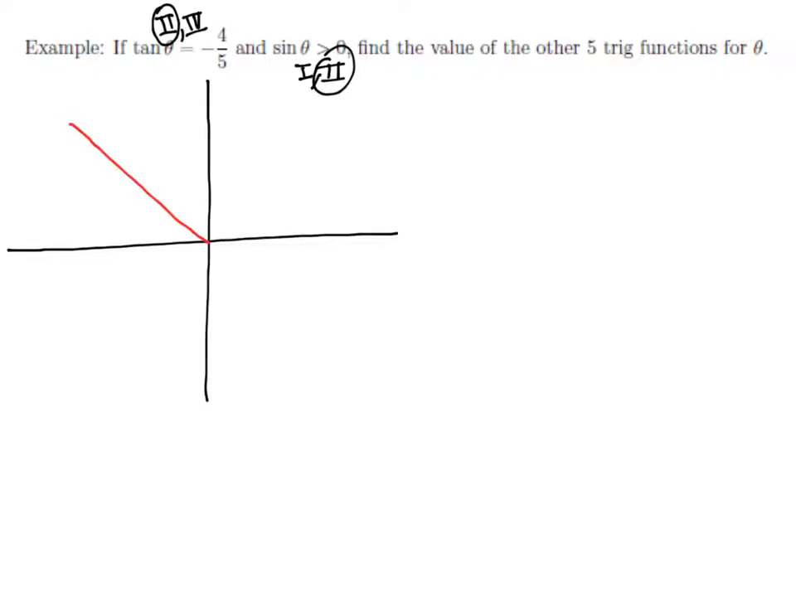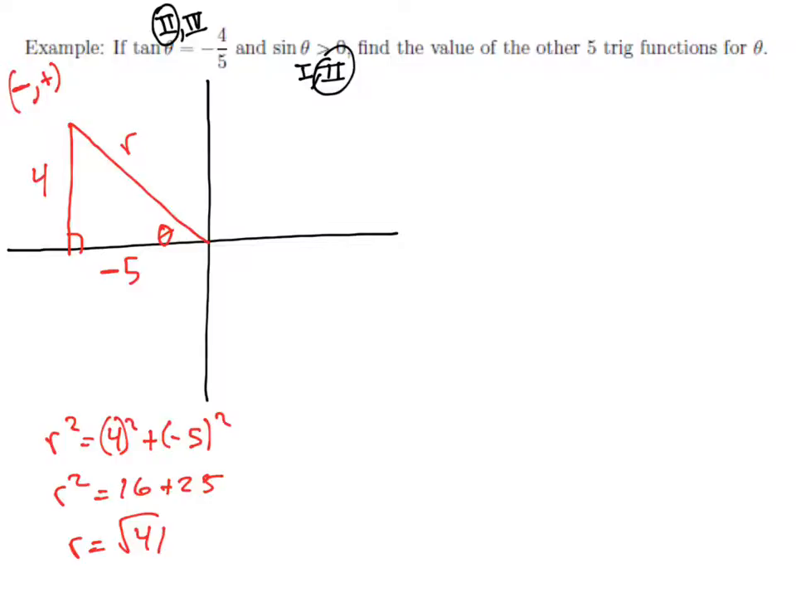So again, draw the triangle using theta with the x-axis here. So right triangle, and then it says tangent is -4/5. So tangent is opposite over adjacent. Now which one of these is going to be negative? Well, because we're in quadrant 2, x is always negative, y is always positive. So the x-coordinate here will be negative, the y-coordinate is positive. Then what we need to do is find the r value. Again, use the Pythagorean theorem, and we end up with square root of 41. And then from there, we can find the 5 other trig values for theta.